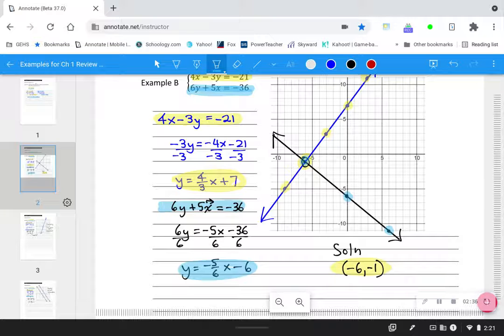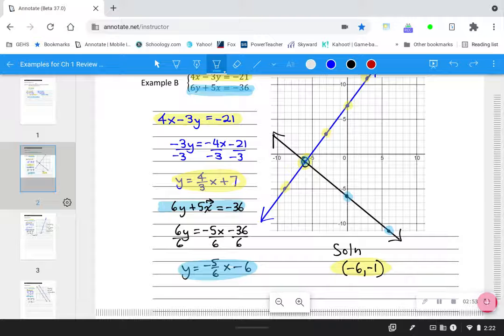And that puts us right on that little dot, (-6, -1), being the only point that makes both equations true. So the solution is right here, the place of intersection. So basically you graph both lines and find where they cross.